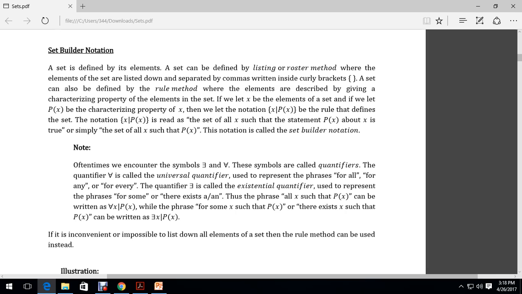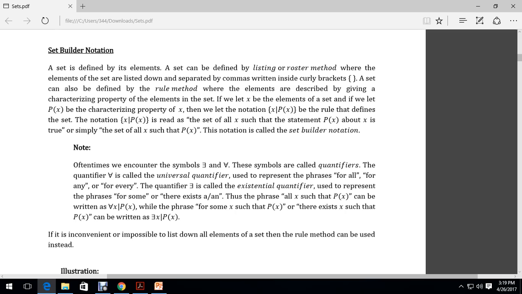Now take note, oftentimes you encounter this symbol, a sort of reversed E, and this symbol here, a sort of inverted A. These symbols are called quantifiers. The quantifier, the sort of inverted A, we call the universal quantifier. The universal quantifier is used to represent the phrases for all, for any, or for every. The quantifier having this symbol, the sort of reversed E, is called the existential quantifier. The existential quantifier is used to represent the phrases for some, or there exists a, or there exists an.